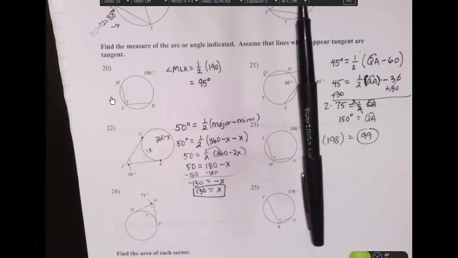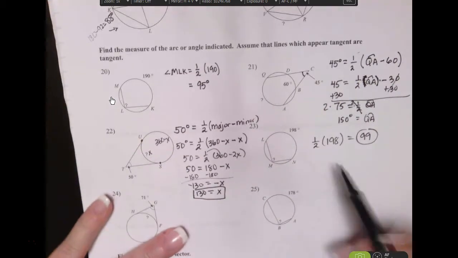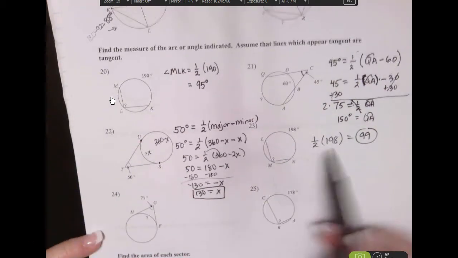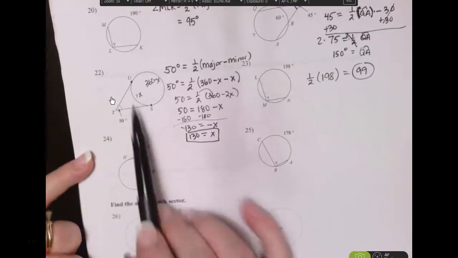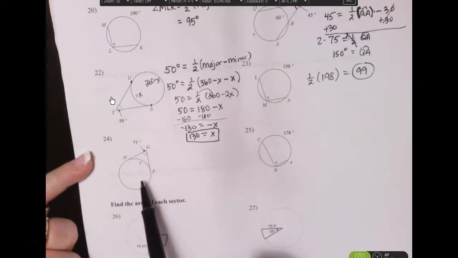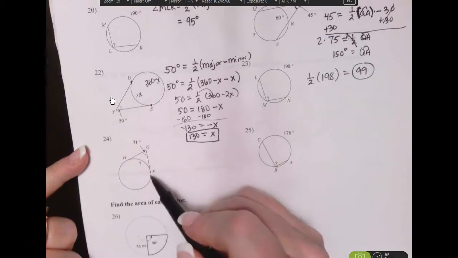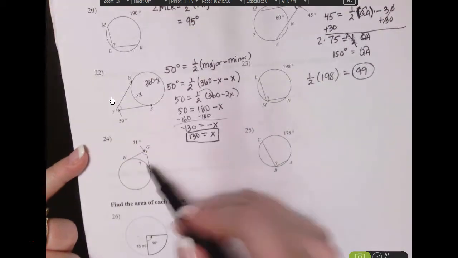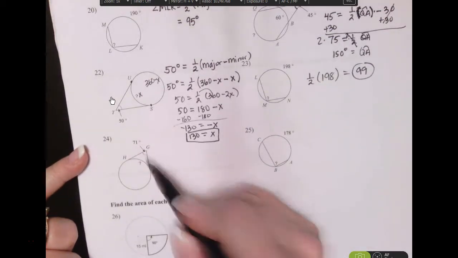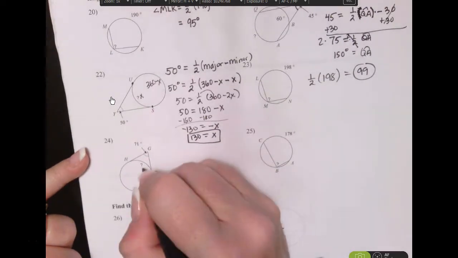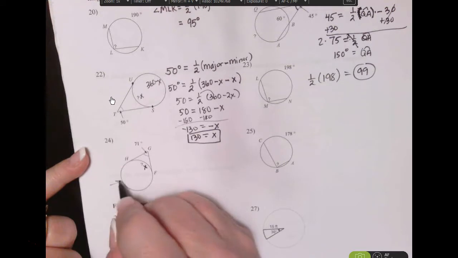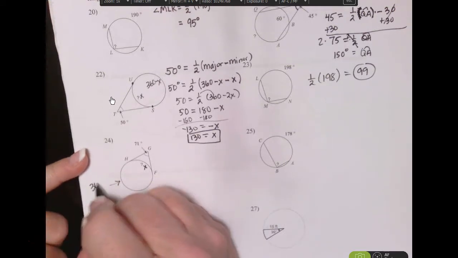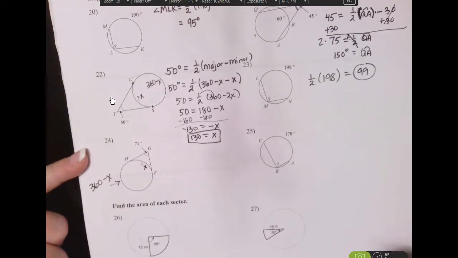Okay, so I just finished with number 23. I'm working on number 24 right now, and that's going to be very similar to number 22, where I've got two tangents. And I'm going to label my missing piece as x. And then this portion over here, the major arc, is 360 minus x.